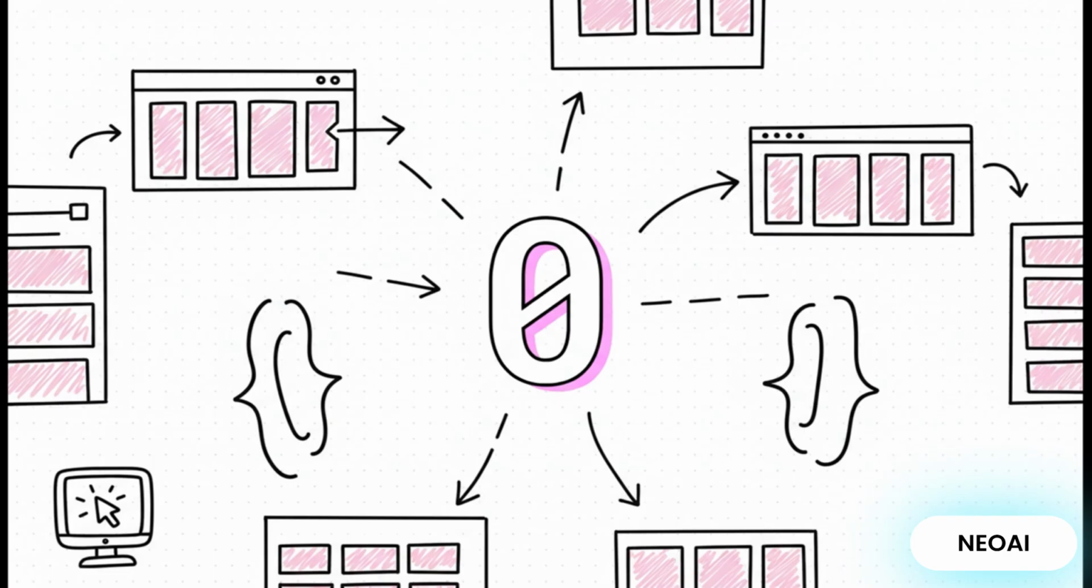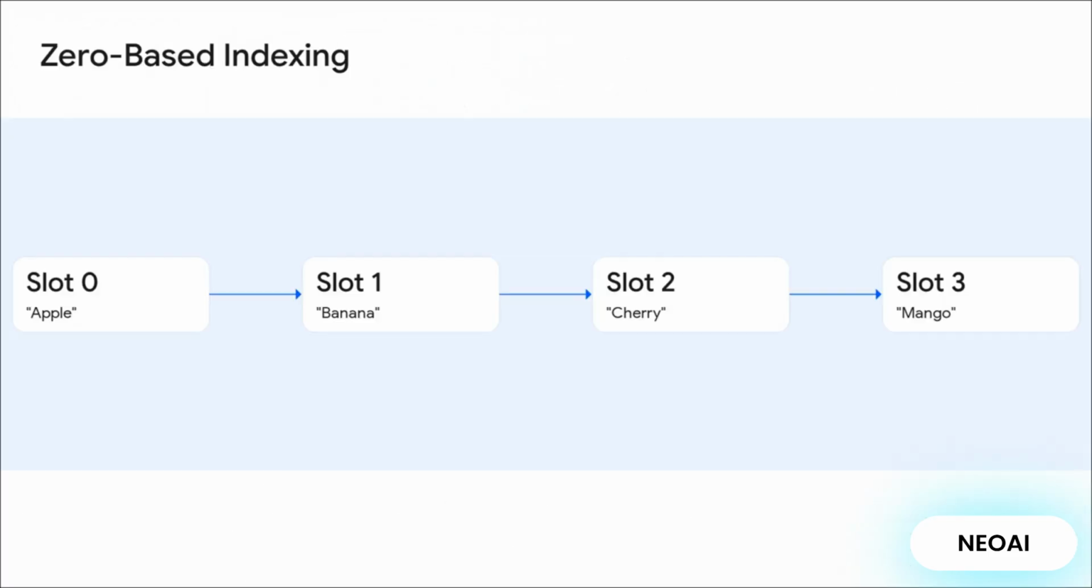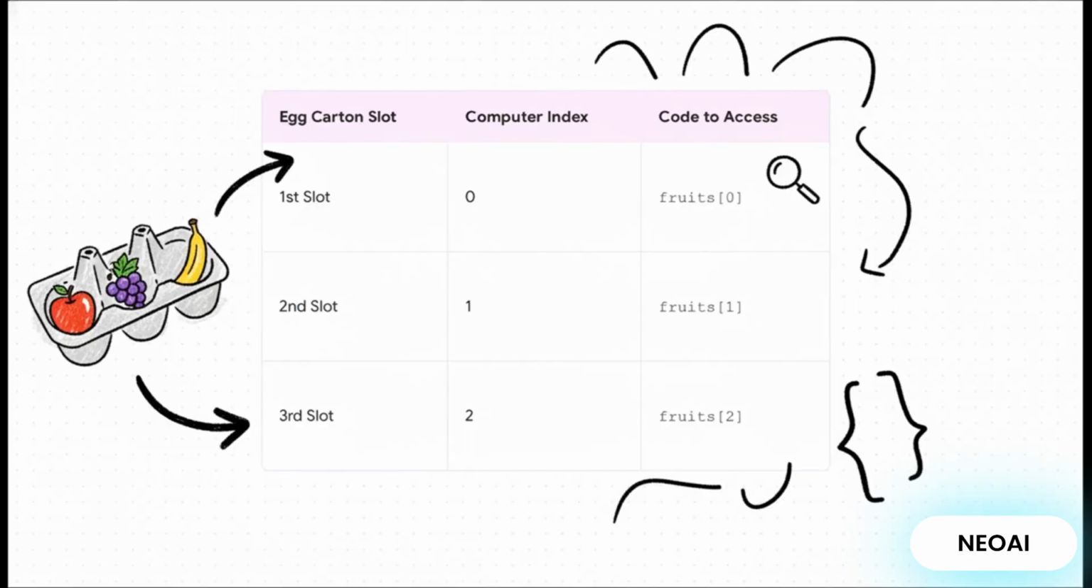This is the crucial point. In the entire world of programming, the very first item in any collection isn't number 1, it's number 0. Always starts at 0. So let's go back to our fruits list and see how this works. That very first slot, the one holding apple, that's not slot number 1. Nope, it's slot number 0. Then banana is at slot 1, cherry is at 2, and mango is at 3. This whole idea has a name. It's called zero-based indexing.